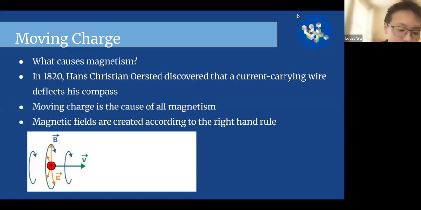You guys can try it for this case over here. The charge is moving towards the right. If I then curl my fingers, you'll find the direction of the magnetic field, which will be in circles. To determine the direction of the circles, I use the direction that my fingers curl in. That's called the right hand rule. You guys can try that out on your own. Let's go on.